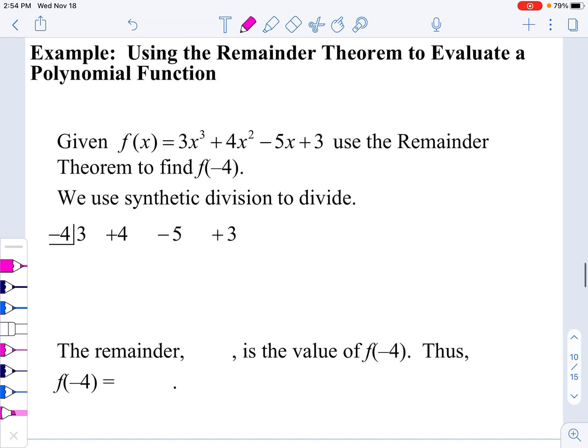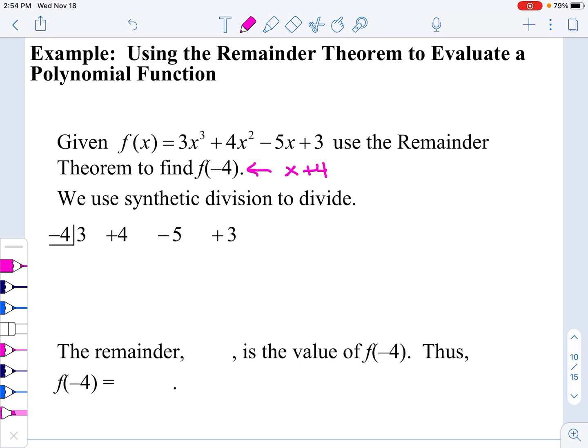So let's take a look. It says using the remainder theorem to evaluate a polynomial function. Given that f of x is equal to 3x to the third plus 4x squared minus 5x plus 3, it says to use the remainder theorem to find f of negative 4. So we're going to find the value of the function at negative 4 by using synthetic division, because f of negative 4 means you would have had an x plus 4, which is where we use that synthetic division with that negative 4 on the outside.